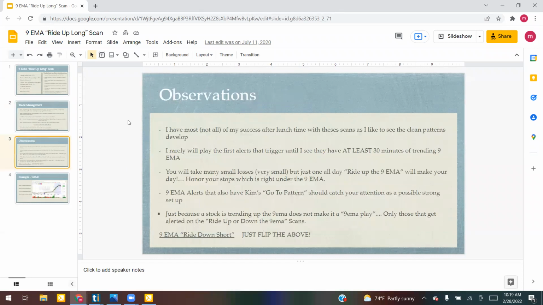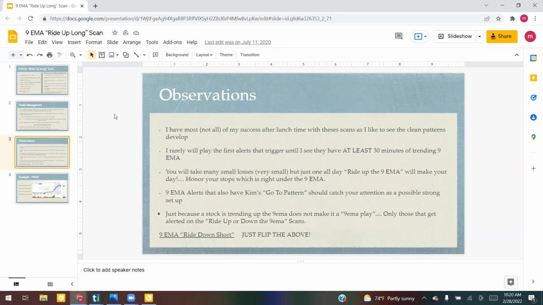Observations. I have all my success after lunch times with these scans, as I like to see the clean patterns develop, and we pick them up off the long and strong scan. I rarely will play the first alerts that trigger until I see they have at least 30 minutes of trending the 9 EMA up, and they have tested it a few times. You will take many small losses, but just one all day right up the 9 EMA trade will make your day. Just keep your stops right below the 9 EMA and do not move them.